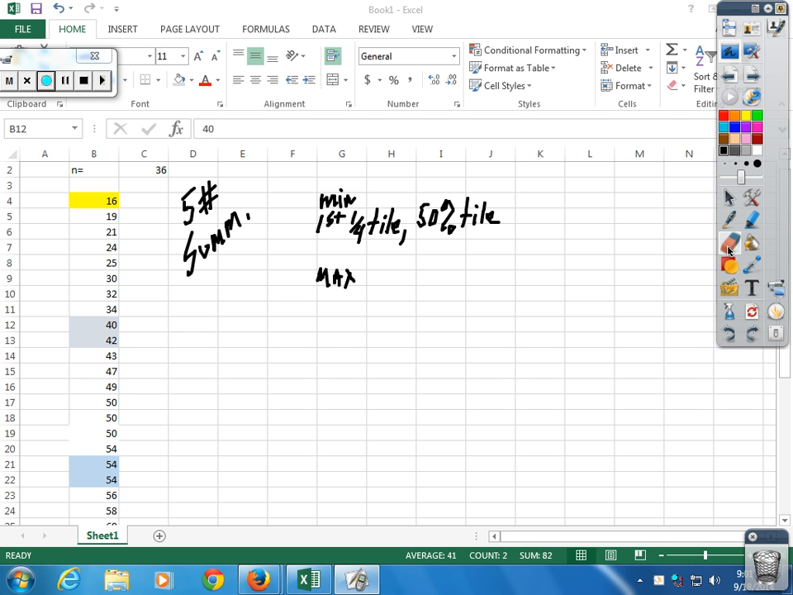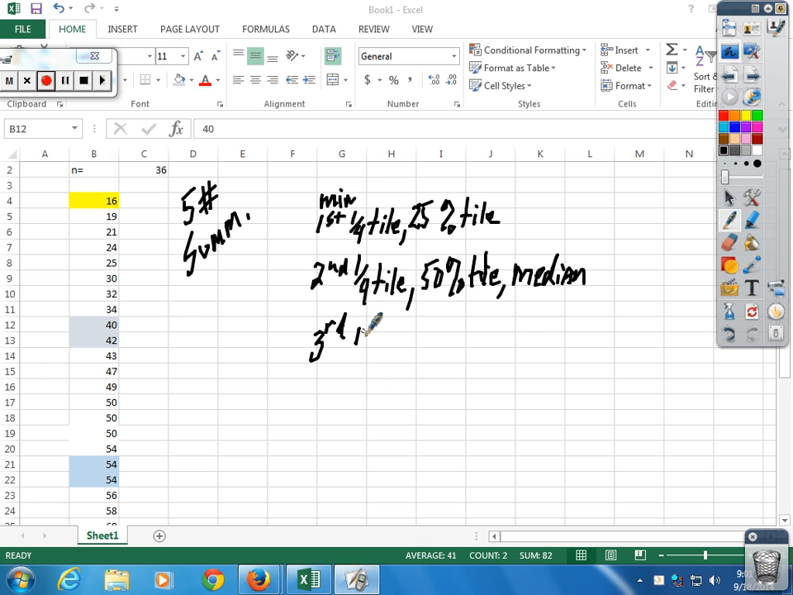The second one is called the second quartile, or, I'm sorry, that was 25th. I'm sorry, 25th right here, and 50th here. This one is also called the median. The third one is called the third quartile.